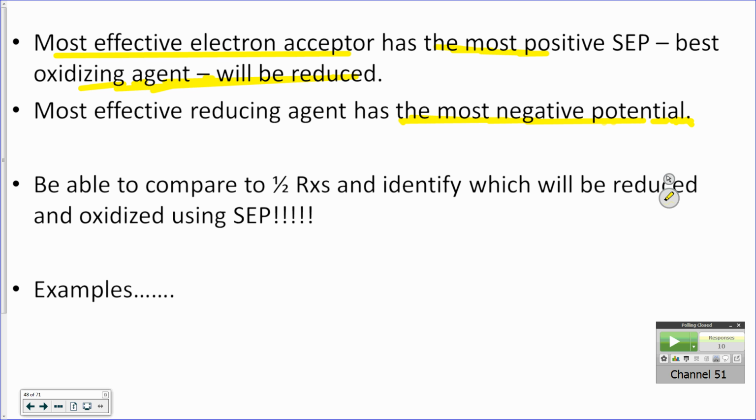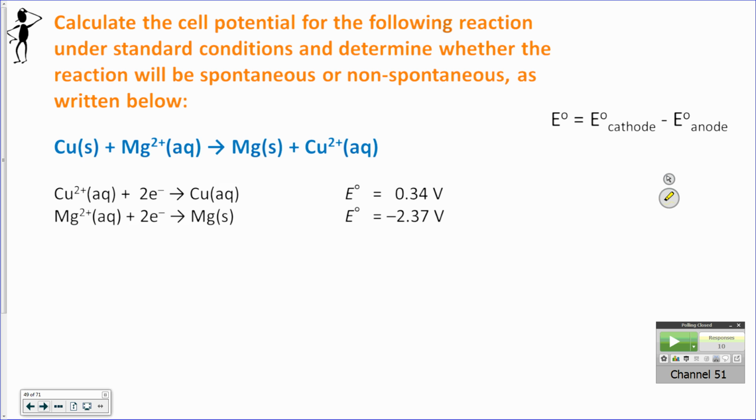So what we need to be able to do is look at half reactions and figure out who's going to be oxidized, who's going to be reduced, using standard electrode potentials. And it's really simple. The one that's most positive is going to be the one that's reduced. The one that's most negative is going to be the one that's oxidized. Okay, so let's look at this one. I want to calculate the cell potential and determine whether the reaction is going to be spontaneous or non-spontaneous, as written below. All right, so let's try to figure this out.